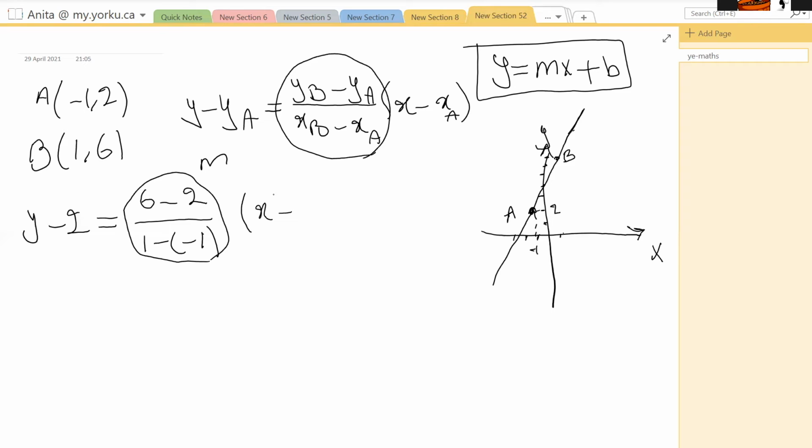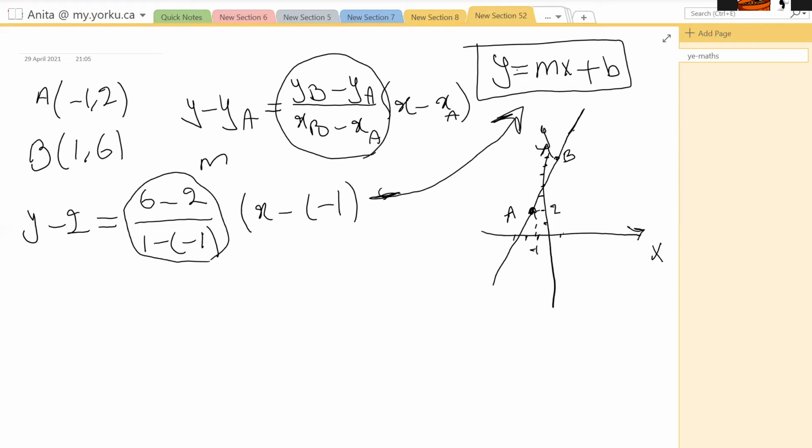What is xa? Xa is negative 1. Very good. Okay, so now all we have to do is the algebra. We need to simplify it. Look at the formula I put in the box, y equals mx plus b. We want to get the equation we just found in that format.